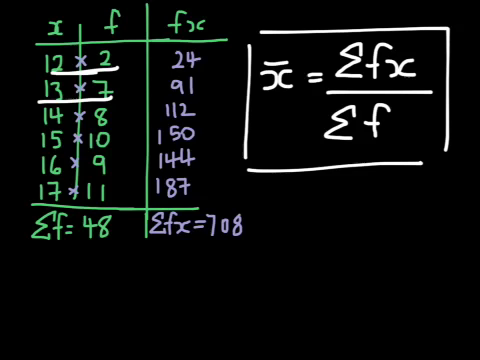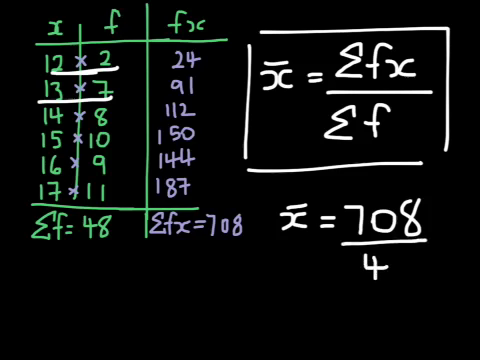This is so handy if you don't have a calculator and you're not able to put in the table and let your calculator do the work. Then we can do this wherever we are. The average is equal to the sum of the fx column, so in this case it was 708, divided by the number of scores, and we had 48. And then we simply put that into our calculator, and we work out that our average in this case is 14.75.